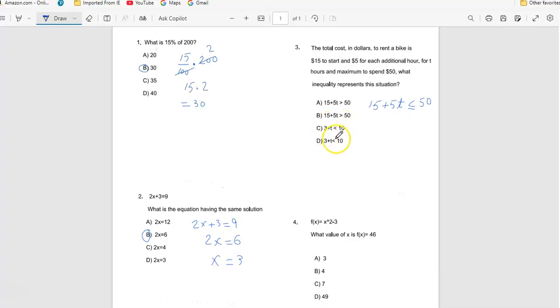We need less than. But if I simplify this, if I divide both sides by 5, right? This is divisible by 5, this is divisible by 5. So what am I going to get? If I divide 15 by 5, I get 3, plus dividing 5t by 5, I get t. Less than or equal, divide 50 by 5, I get 10. So this is the right equation. 3 plus t should be less than or equal to 10. So D is the right equation.